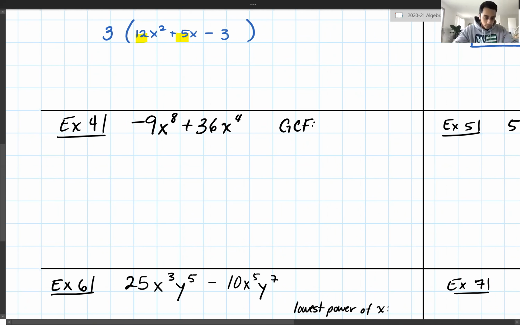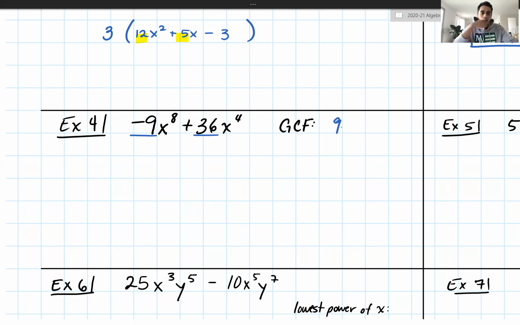All right, example 4, negative 9x to the 8th plus 36x to the 4th. Okay. What do you think the GCF would be here? Okay. So first we look at negative 9 and 36. Between those two values, it looks like 9 would be the greatest common factor. 9 divides 9 and 9 divides 36.